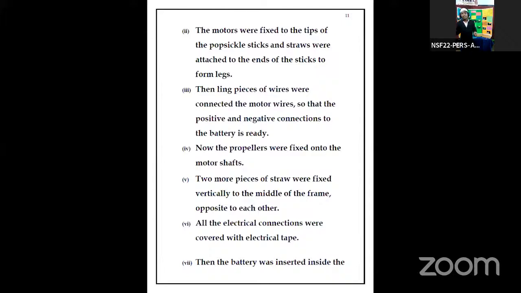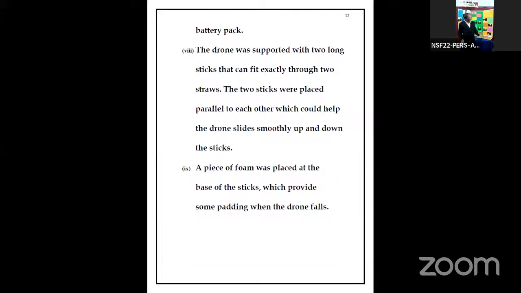Then the battery was inserted inside the battery pack. The drone was supported with two long sticks that can fit exactly through the two straws. These two sticks were placed parallel to each other, which could help the drone slide smoothly up and down the sticks. A piece of foam was placed at the base of the sticks, which provides some padding when the drone falls.